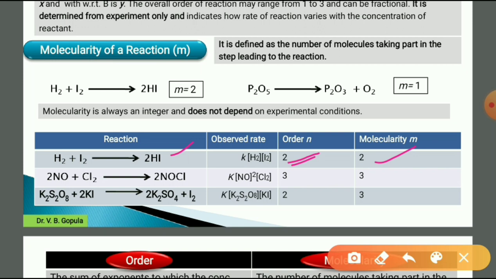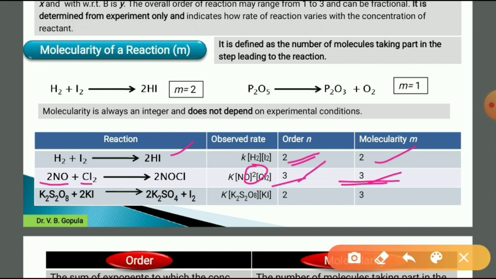So here the order of reaction will be 3, because the powers in the rate equation add up, 2 plus 1, to 3. Also the molecularity of this reaction will be 3, because two molecules of NO and one molecule of Cl2 take part in the reaction to give the product. That's why the molecularity is 3.